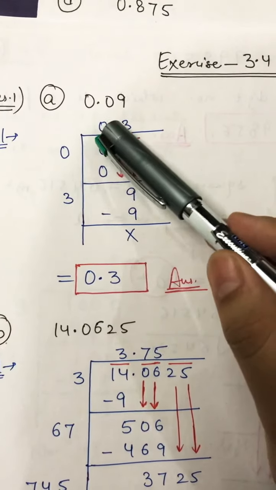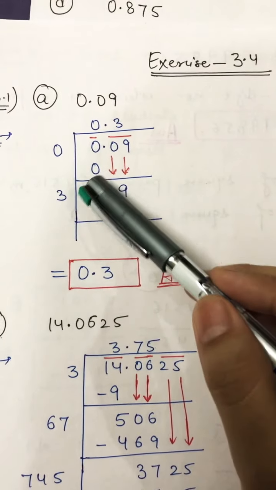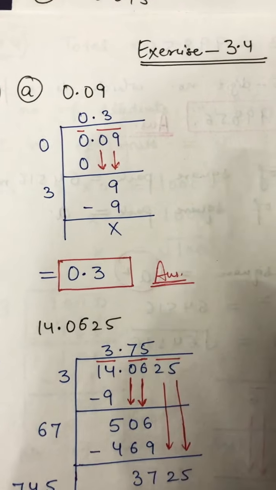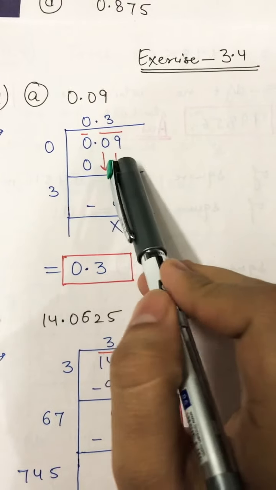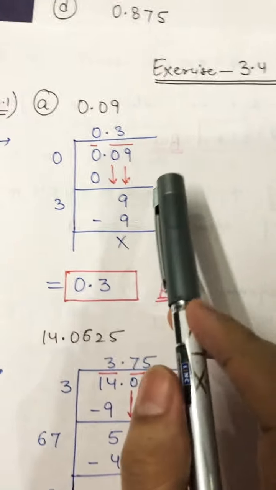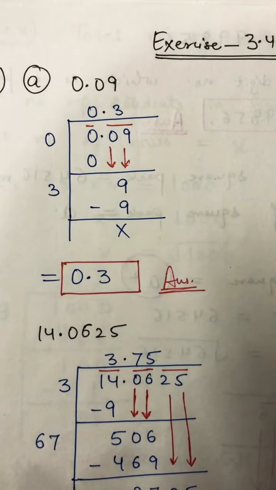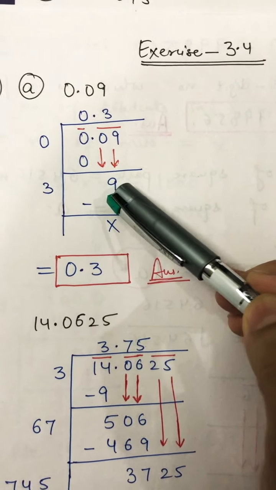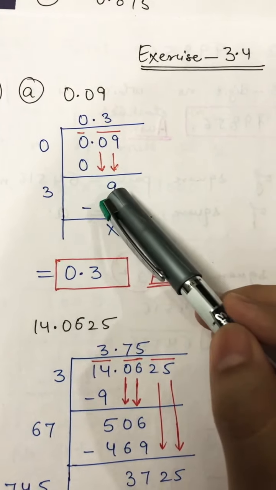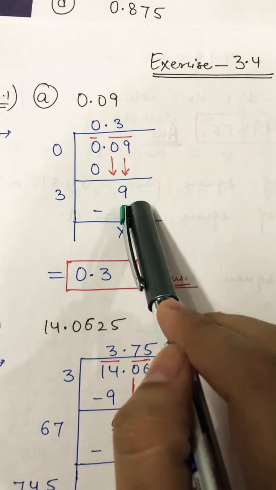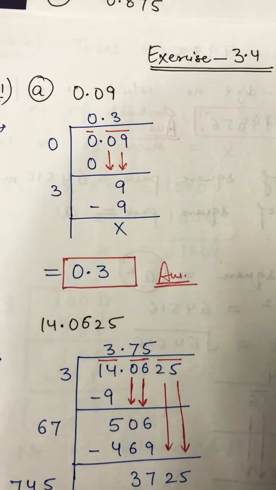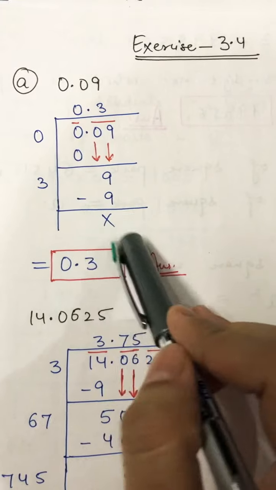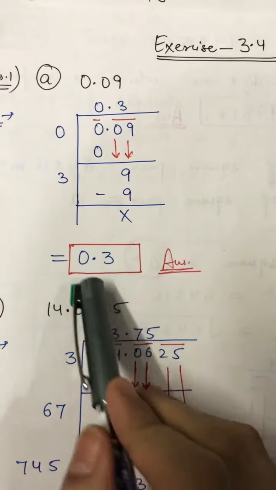So first of all, 0 zeros are 0. Now 0 minus 0, 0 will be there. Now take out the next two digits together. When you take out these two digits, you will see that 09 is there. 09 means only 9. So when you take out these two digits together, you have to place a decimal here. Now 3 3s are 9 and 9 minus 9, 0 will be there. So your answer is 0.3.